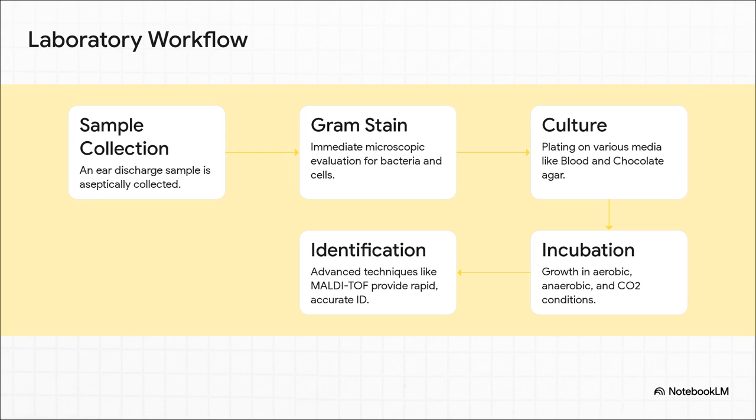Then we plate that sample onto different kinds of agar and incubate it to grow whatever might be there, the easy stuff and the more picky bugs. And then the magic. We use incredibly fast techniques like MALDI-TOF mass spectrometry, which can literally give us a definitive species ID just minutes after we see growth.